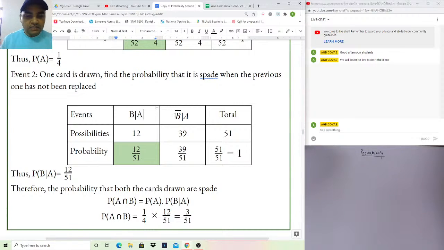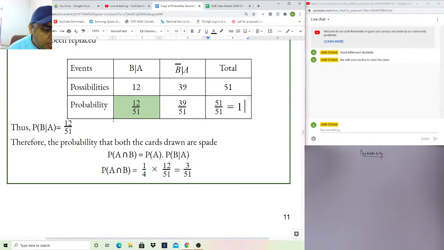This is the complementary thing, that is if this doesn't occur, then you will see that this is 39 out of 51, and if you add these up, the total probability will again come out to be 1, just to check. So the conditional probability of B when A has already occurred comes out to be 12 by 51.